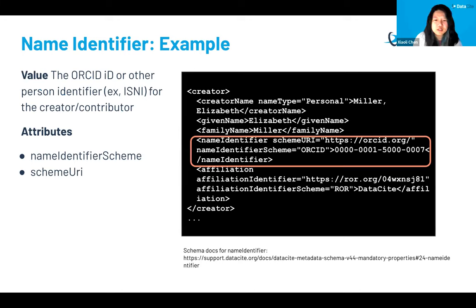In the name identifier element field, ORCID ID or other person identifiers for the creator or contributor is accepted in its full URL format if available. Additionally, name identifier scheme and scheme URI can be defined as sub-elements. This helps with interoperating with different types of schemas.